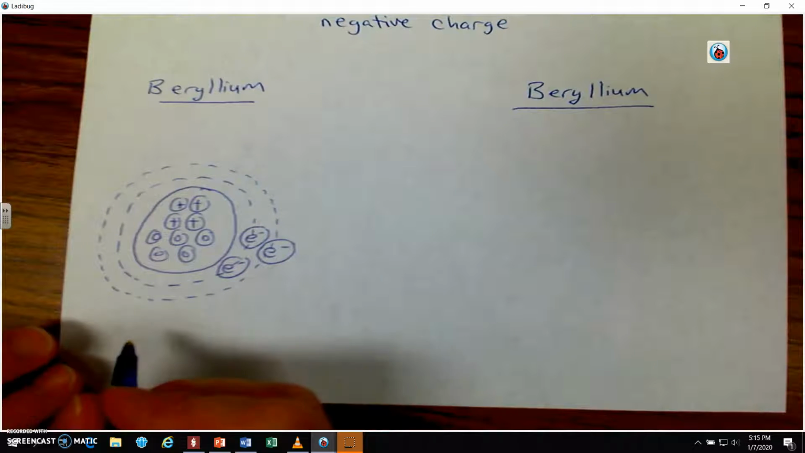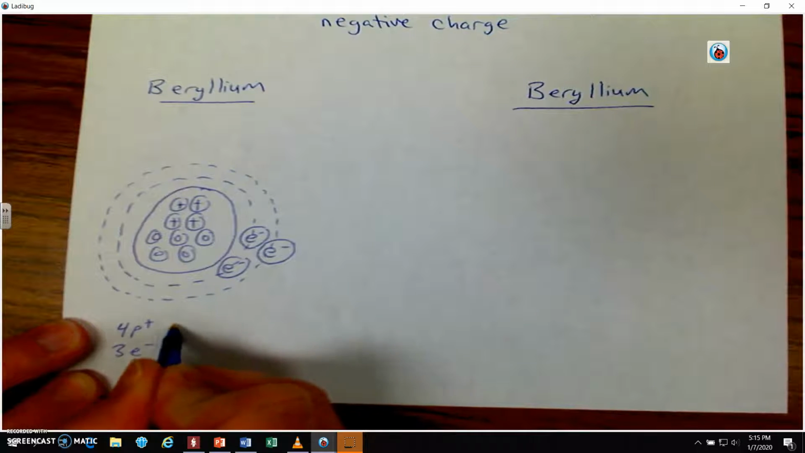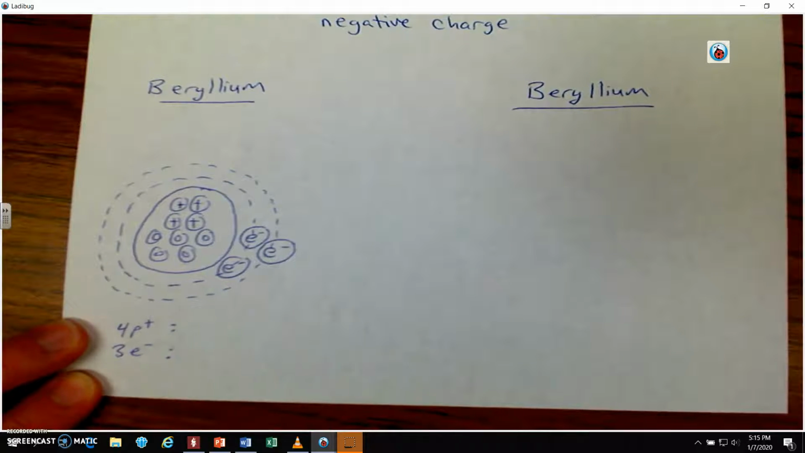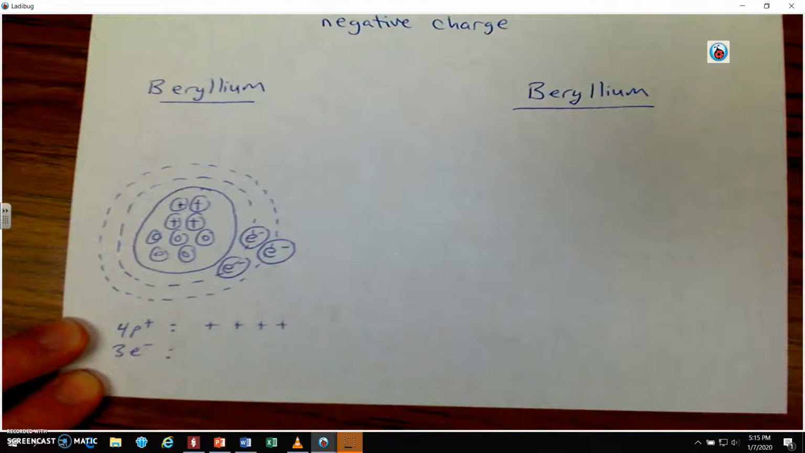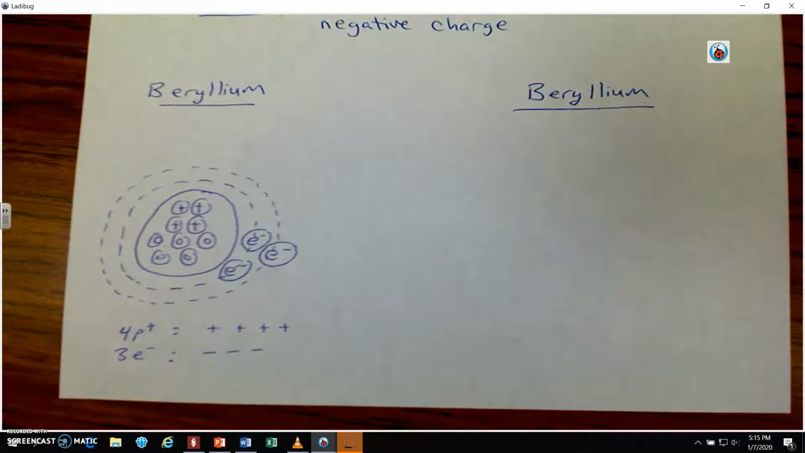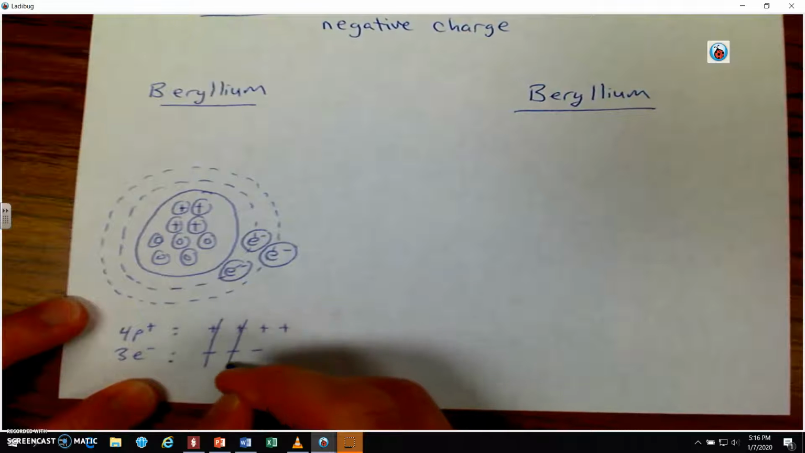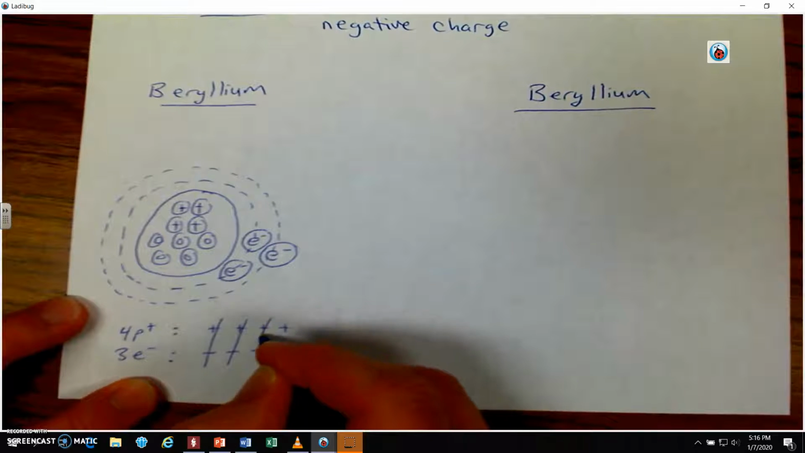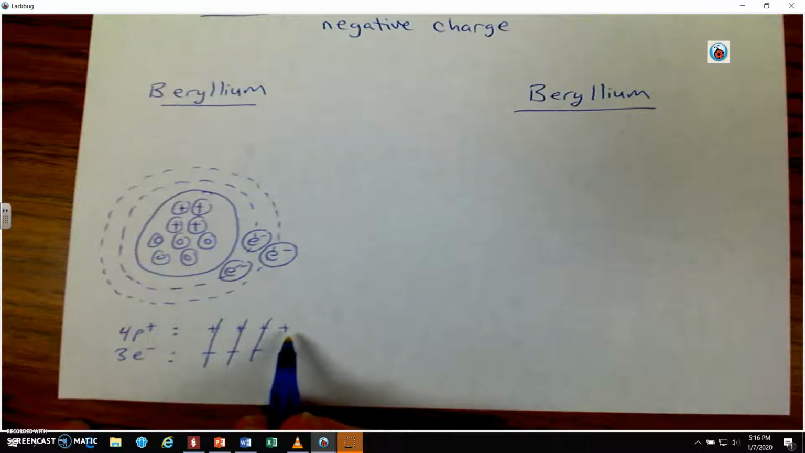So what I have are 4 protons and then 3 electrons. I'm going to represent those with positive and negative signs. So 4 positives is a plus, plus, plus, plus. And with my 3 electrons, I'm going to represent those as negative, negative, negative. As you can see here, this positive and this negative are going to cancel. This positive and this negative are going to cancel. And then this positive and this negative are going to cancel, which gives me an overall charge of positive 1. This one positive left over.